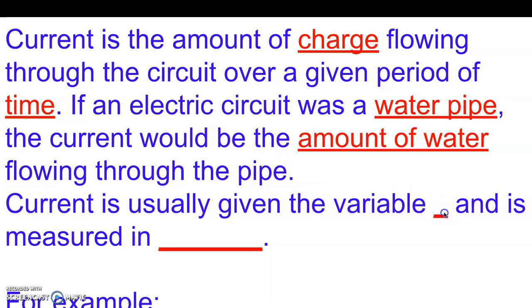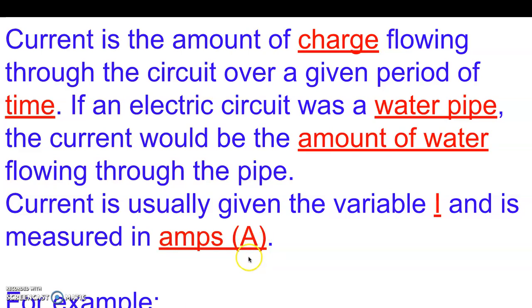Current is usually given the variable I, and it's measured in amps, abbreviated with a capital A. So for example, I equals 3A. That might be how you would abbreviate that, or how you would write an answer if you were solving for the current. I equals 3A.